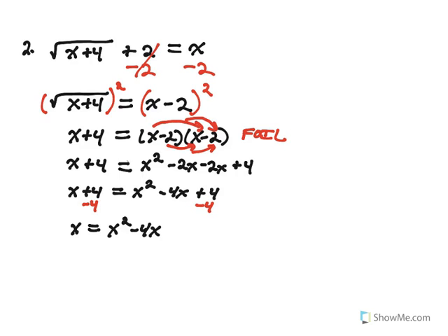And then now we're going to subtract x on both sides, because we want that to cancel. And then you just have 0 equals x squared minus 5x. So now we have a binomial on the right side. Now it's already equal to 0.